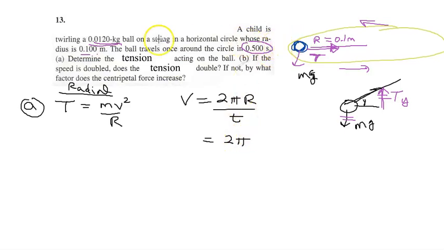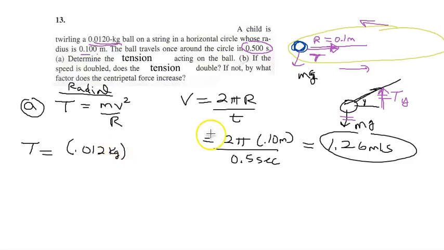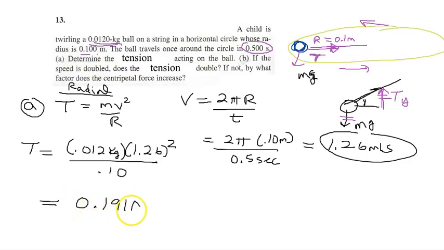So we have 2 pi times 0.10 meters. That's how far it travels once around, and it does that every half a second. So that gives us a speed of 1.26 meters per second. And now we're ready to plug and chug into 0.012 kilograms times the velocity squared over the radius, which is 0.10. So the tension is 0.191 newtons. Not very big because it's a pretty light ball, so it doesn't have a lot of inertia.